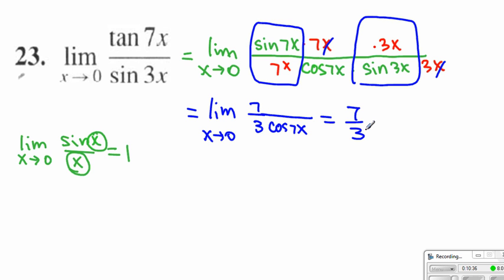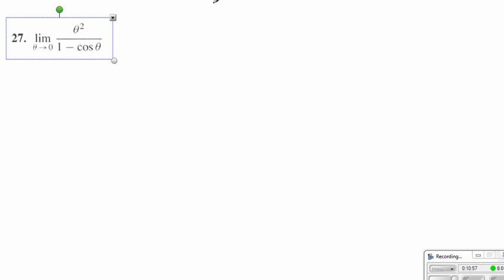Now, some of you would have just looked at this and said, hey, wait a minute, tangent of 7x and sine of 3x work similarly in this manner, so you're just going to take 7 over 3. That would also have been okay, but that can be dangerous in more complicated questions. But this is a more defined derivation of the solution. All right, let us look into number 27 together.